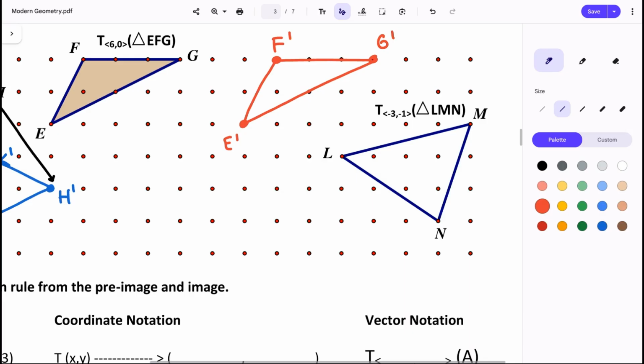Okay, and then how about for the second one? What directions did you go? Good. Left 3, down 1. Both of those numbers were negative this time. That's why we're going in these directions here.